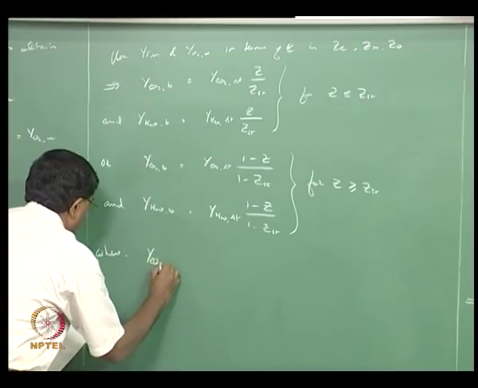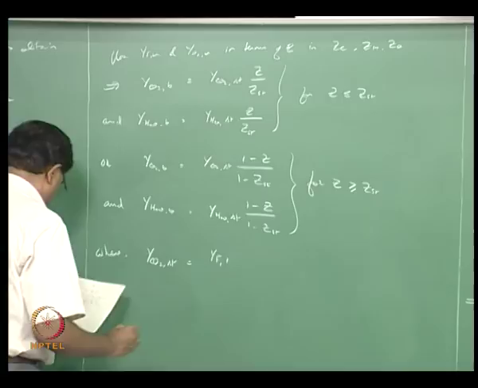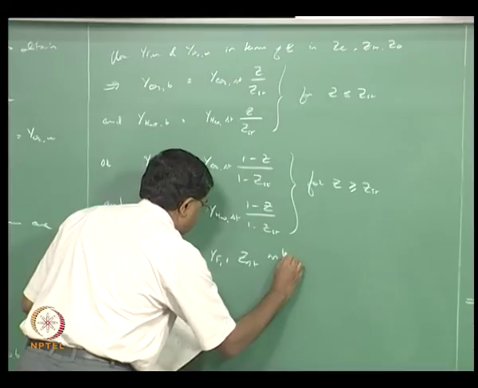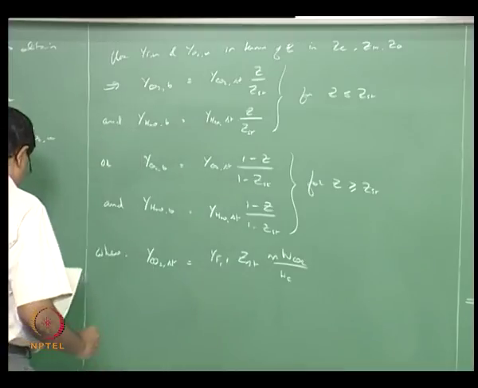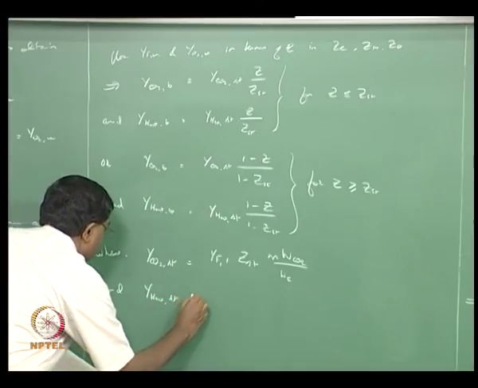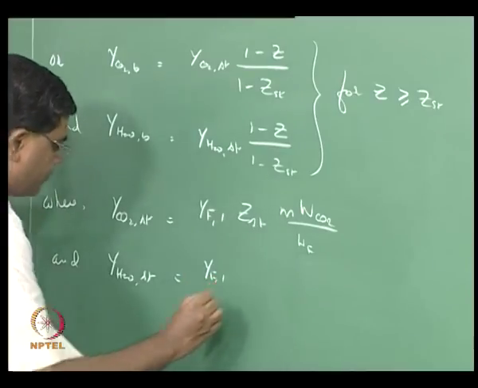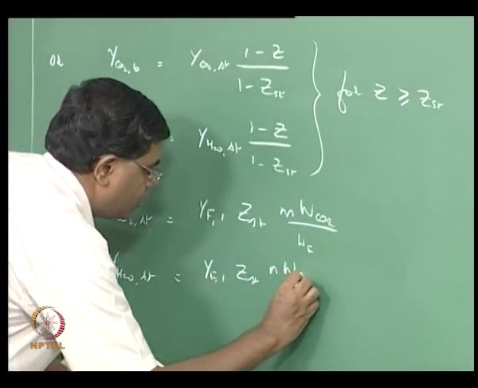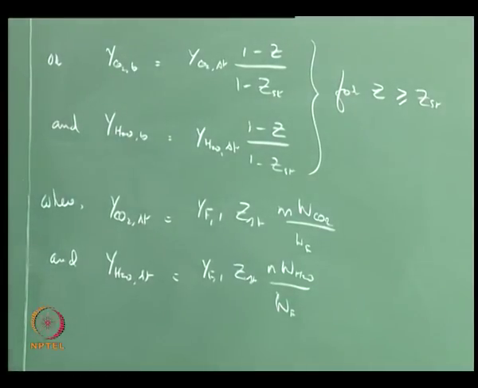So YCO2 stoichiometric is YF comma 1 ZST times M WCO2 divided by WF and YH2O comma stoichiometric is YF comma 1 ZST N WH2O divided by WF. All right.